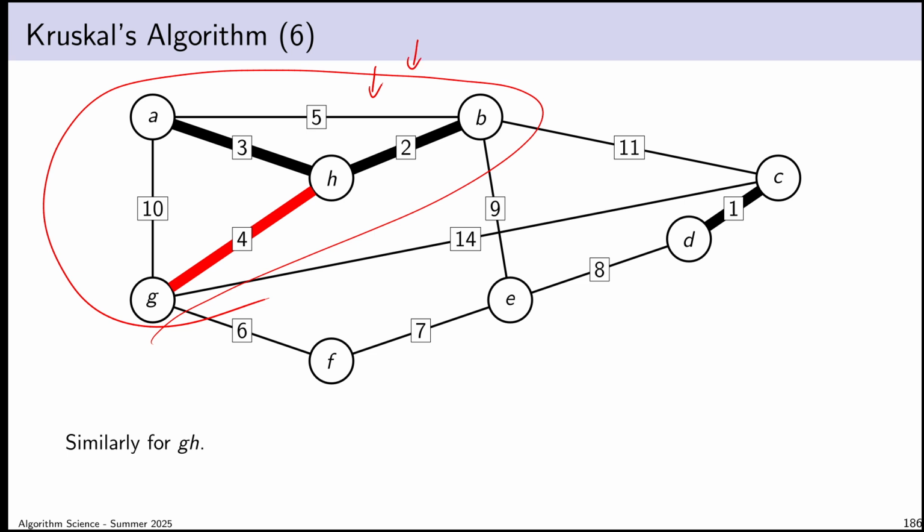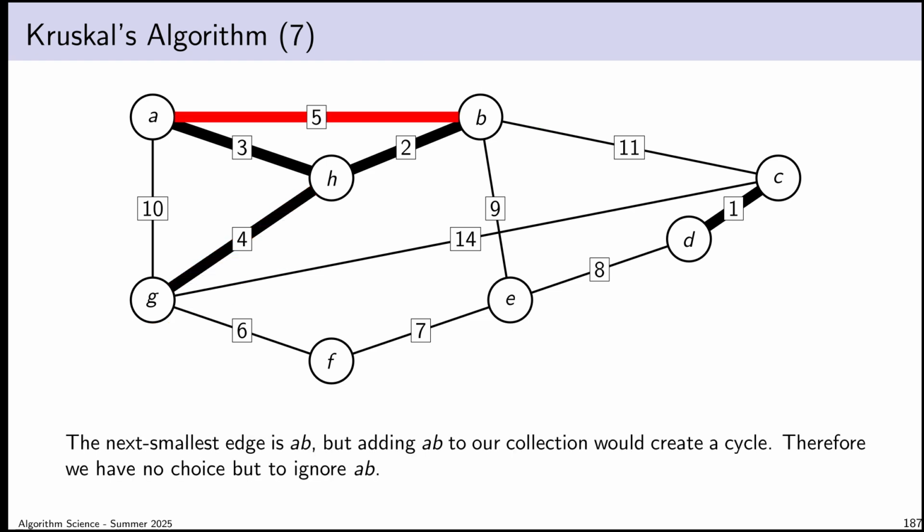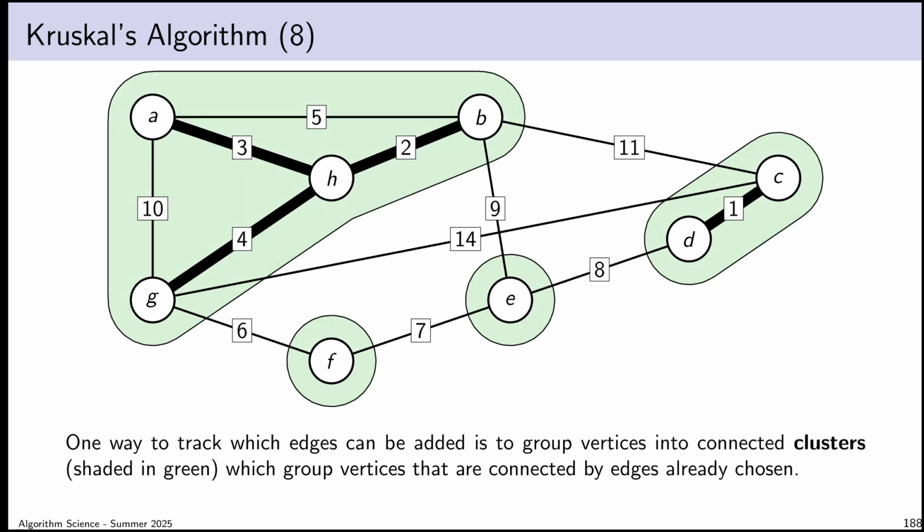It connects two things that are already in the same piece of my tree. So I have to ignore it. So adding AB to our collection of edges would create a cycle, so we have no choice but to ignore it. There's no way it could be in the tree at this point. So I just keep going.